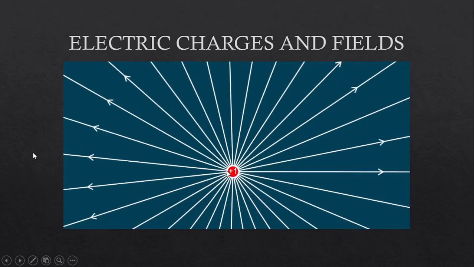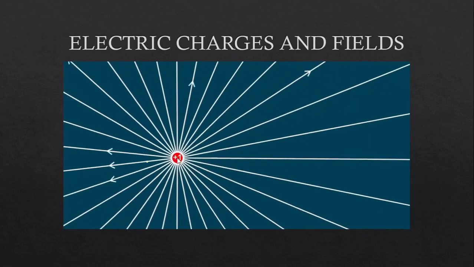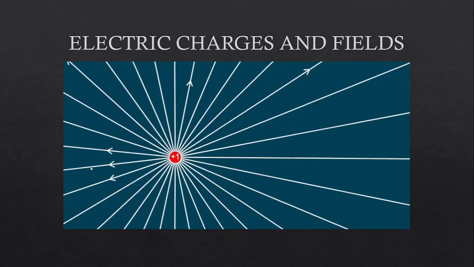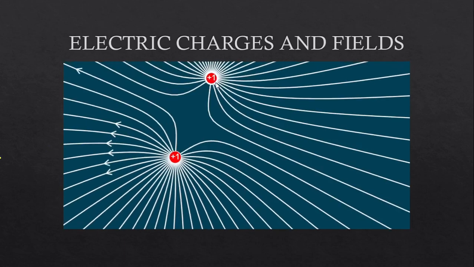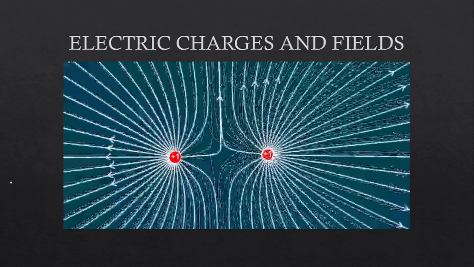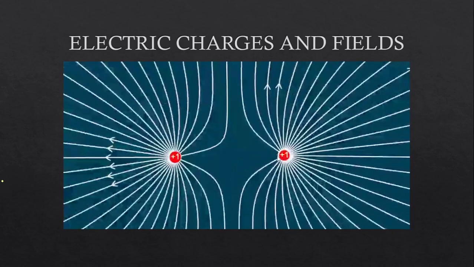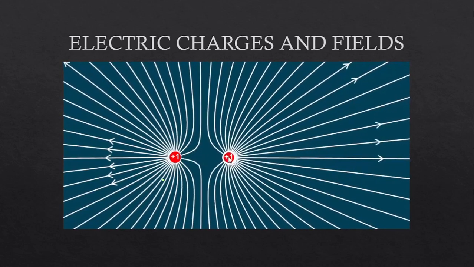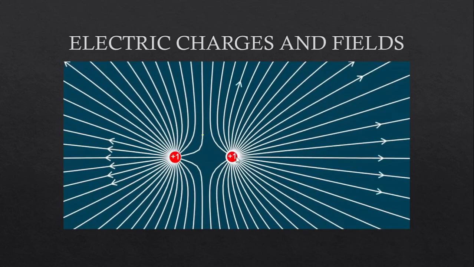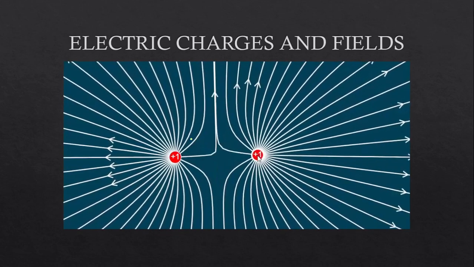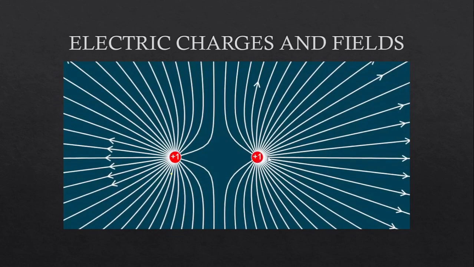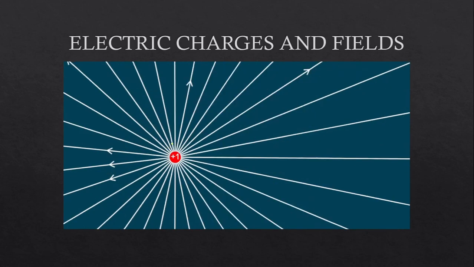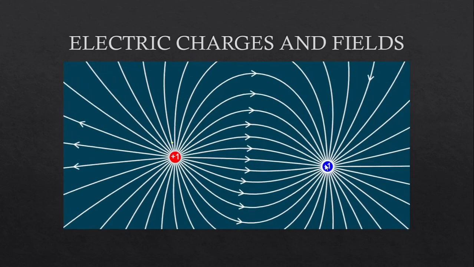Now here we are seeing a positive charge. These are the electric lines of force. If I keep another positive charge, you can see how the electric lines of force behave. Since both the charges repel each other, the electric lines of force will not intersect each other. The electric line of force is the path taken by a test positive charge if you keep it near a charge.